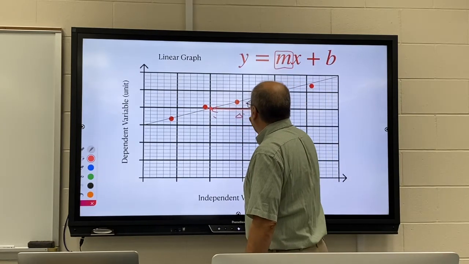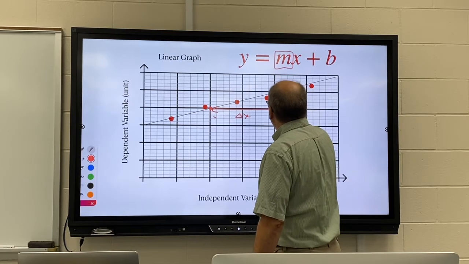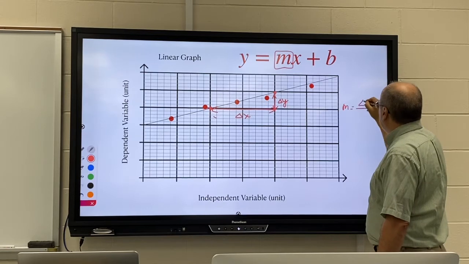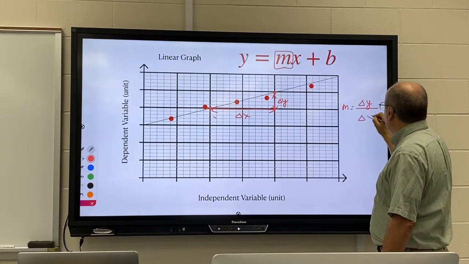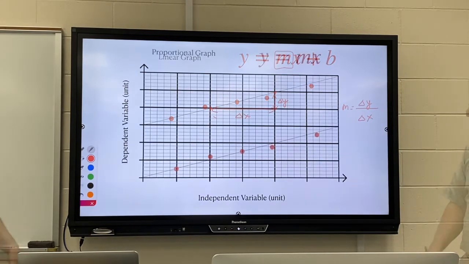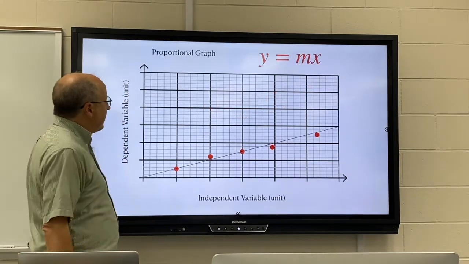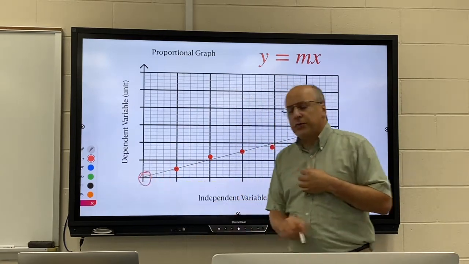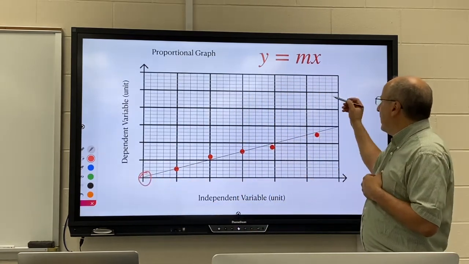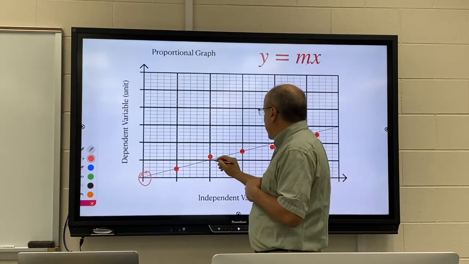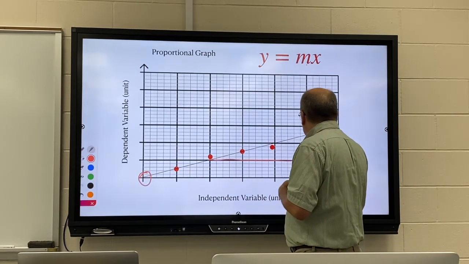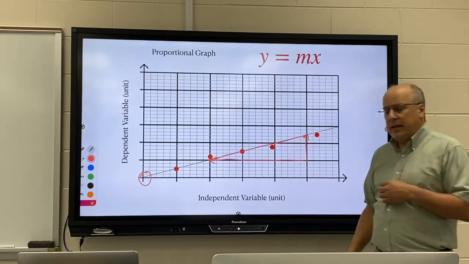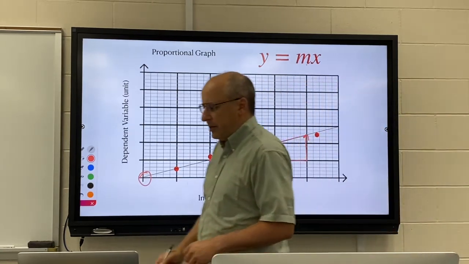Measure the change in x, measure the change in y, and find the slope, change in y over change in x. Next, we have proportional graph. A proportional graph is just like a linear graph, except it goes through the origin. It has no y-intercept. You find the slope the same way. You pick 2 points that are on the line, not data points, and you do change in y over change in x.